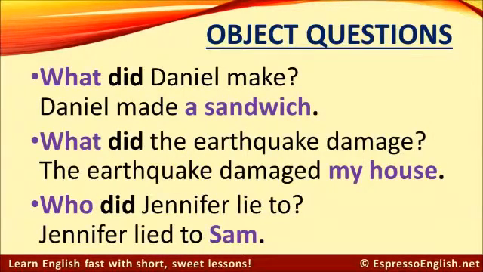In the simple past, we use the auxiliary verb did with object questions. For example, what did Daniel make? Daniel made a sandwich. We are asking about the object that Daniel made. What did the earthquake damage? The earthquake damaged my house. Who did Jennifer lie to? Jennifer lied to Sam. These are all examples of object questions. We don't know the object, the receiver of the verb, so we ask about it.